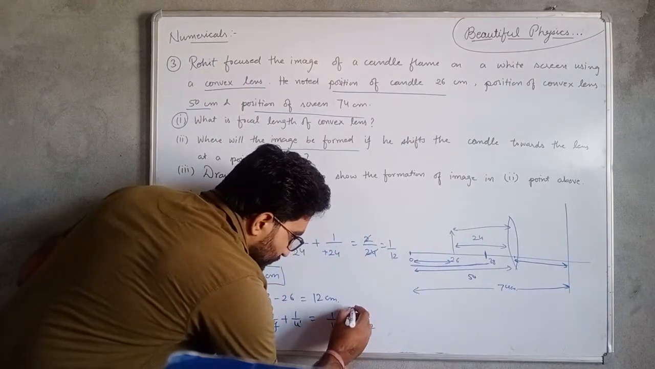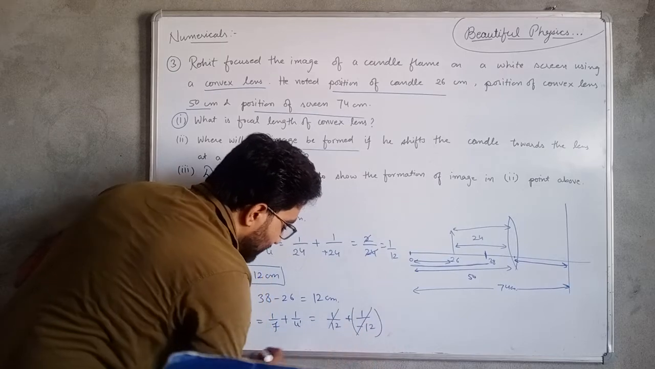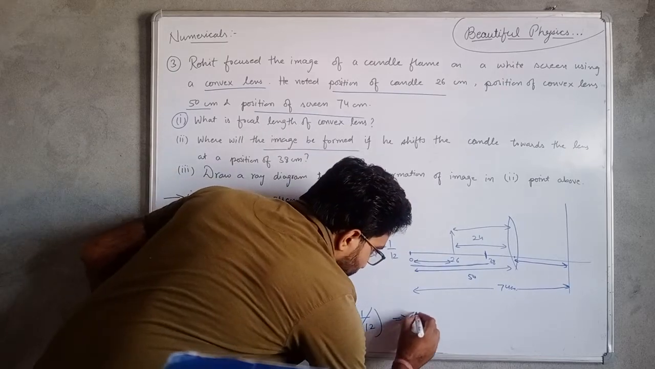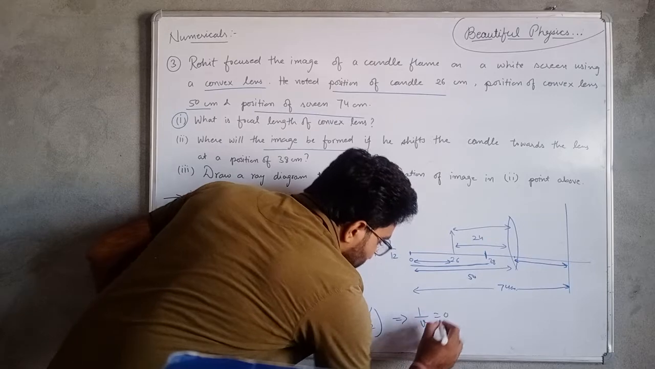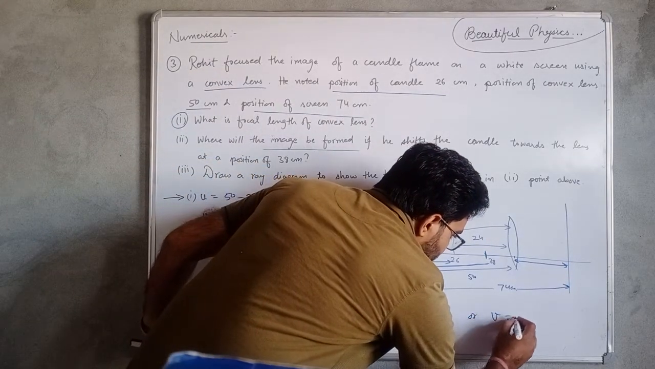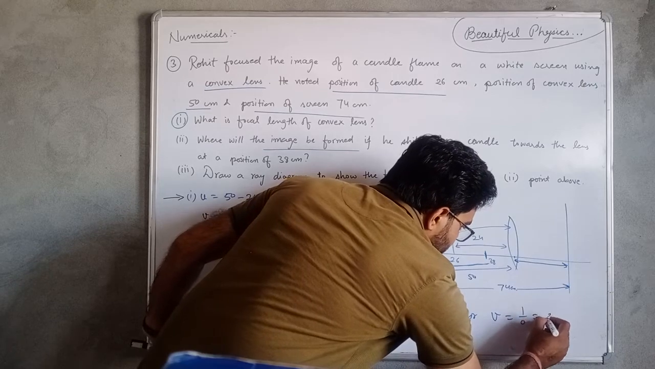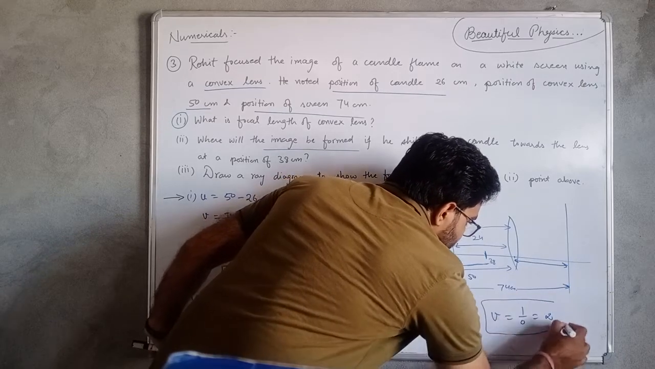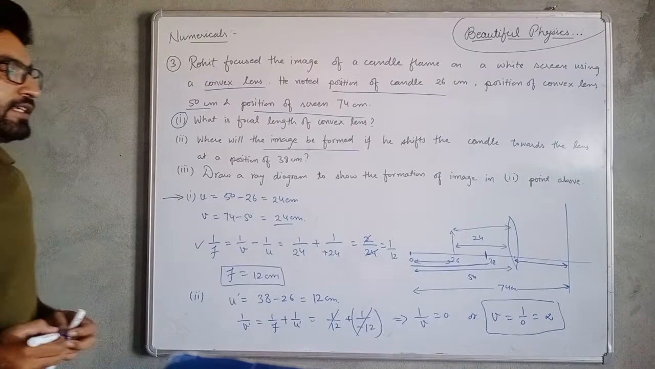So these two quantities cancel each other. So we have the value of 1 by v is equals to 0, or the value of v is 1 by 0 and it will be equals to infinity. It means the image is formed at infinity.